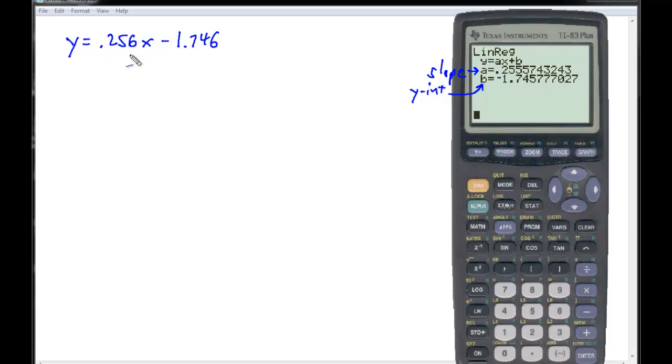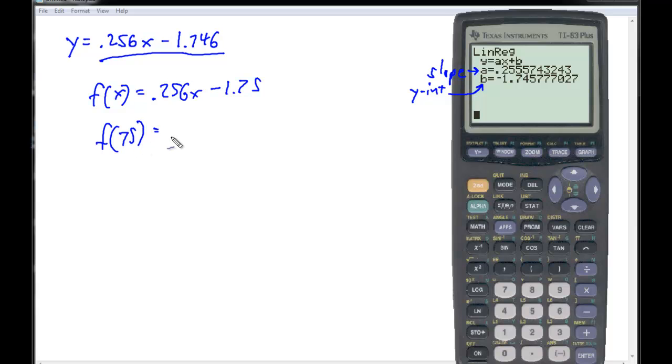It says use the function in Part A, so here it is, to estimate the CFL wattage equivalent to the 75 watt incandescent bulb. So what we have to do is find f of x for a 75 watt bulb. So I'm going to plug in 75 into this problem for the x. So my f of 75 is going to be equal to 0.256 times 75 minus 1.75.